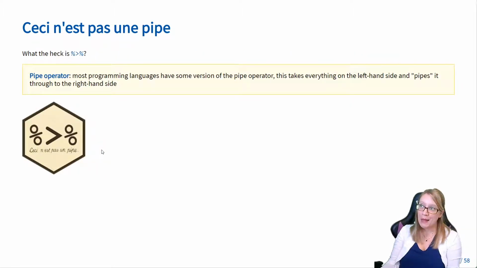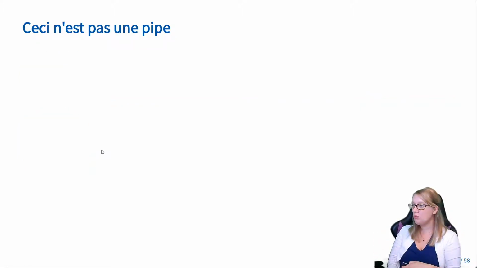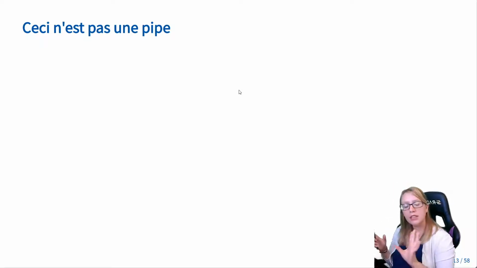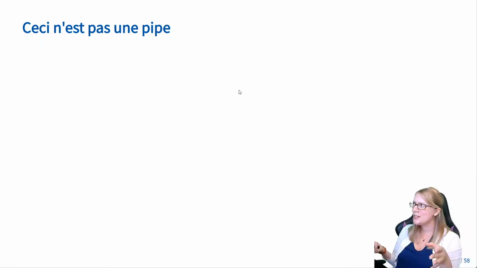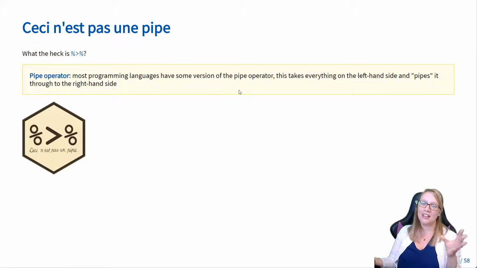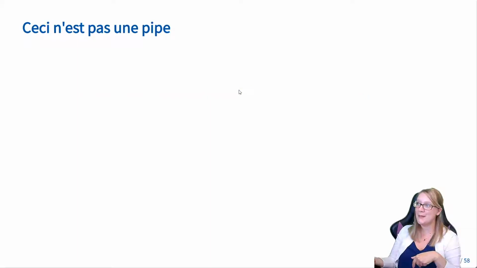Okay, so let's talk about this pipe thing. So this pipe operator is something that's common in a lot of programming languages. What this does is take everything on the left-hand side and sends it through to the right-hand side. So it's a way to make iterative changes to your data set without having to save in between. So this pipe operator has a really nice illustration on Twitter, which unfortunately is not showing up in my slide deck, boo, but I will link it online for you to see. Essentially, think of this as just passing everything through. Everything's going through step by step.